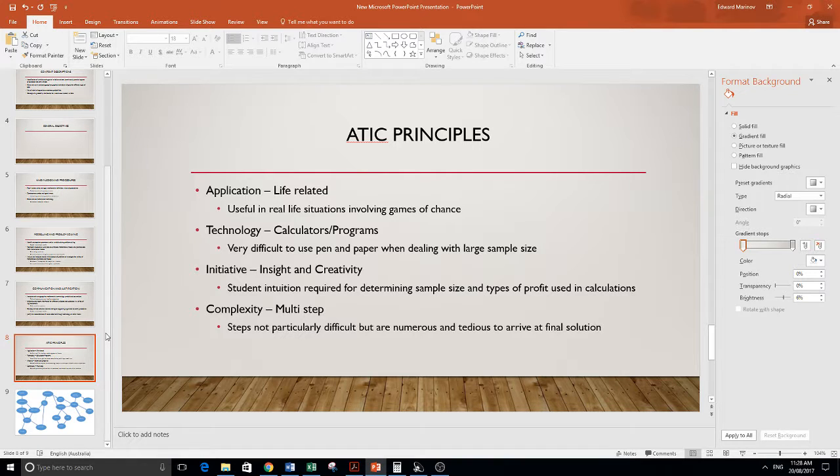And then complexity, I said multi-step. Again, it's not a particularly difficult question to answer. But there are a lot of steps, and some of them are quite tedious. So in that sense, I've said it's a multi-step question.